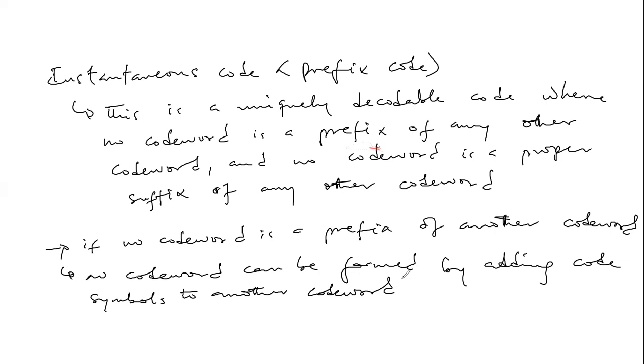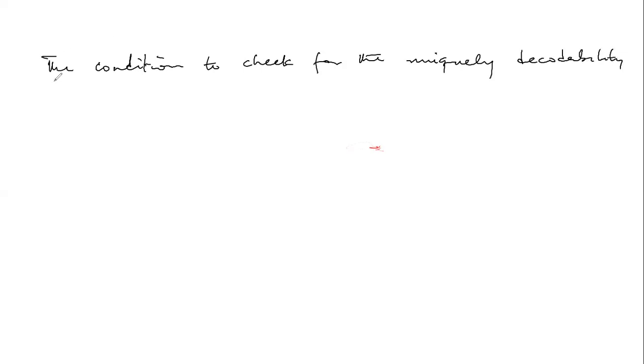Now, there is a sufficient condition to check for the unique decodability of a code, okay? So what is that condition? We'll look at that condition briefly. The condition to check for the unique decodability of a code. And that condition is the Kraft inequality. Okay? It's the Kraft inequality.